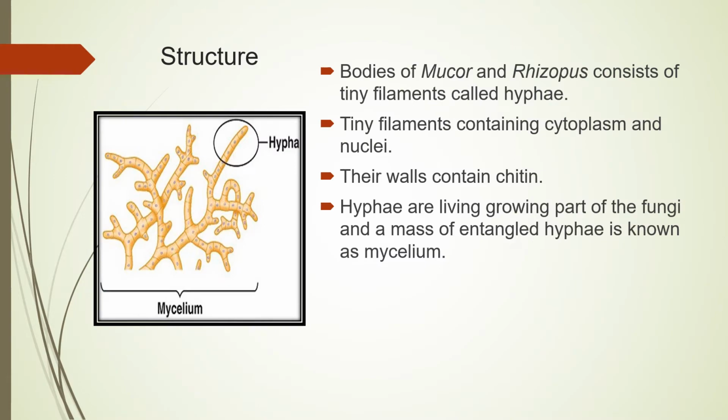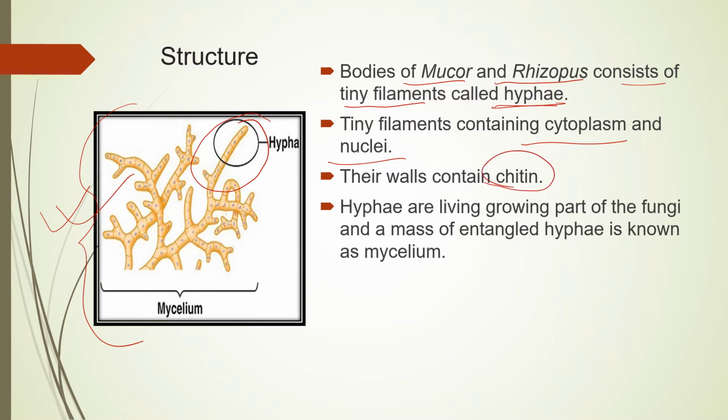Now, coming to the structure of Mucor and Rhizopus, the bodies of Mucor and Rhizopus consist of tiny filaments called hyphae. Looking at this diagram, just observe that these are tiny filaments called hyphae, and they contain cytoplasm and nuclei. You can see these blue dots, these are all nuclei, and they contain cytoplasm inside. The walls of the hyphae are made up of chitin, and the hyphae are the living growing part of the fungi, and a mass of entangled hyphae is known as mycelium.